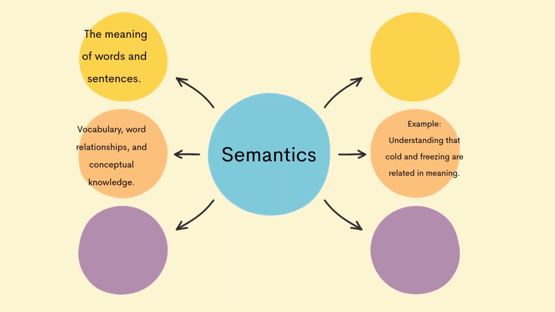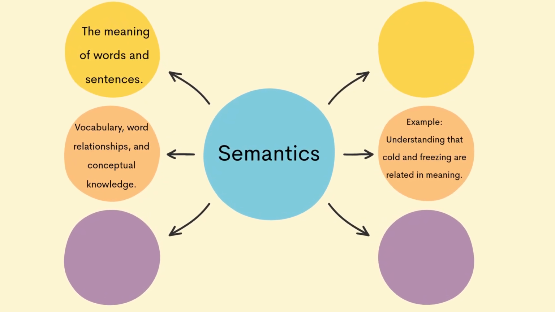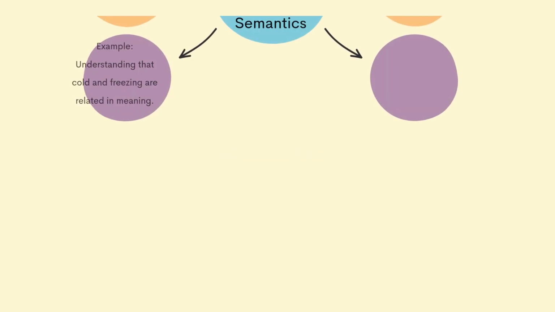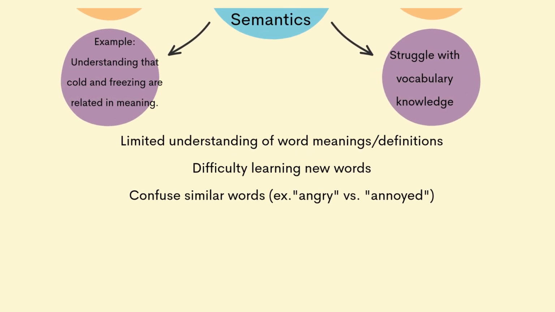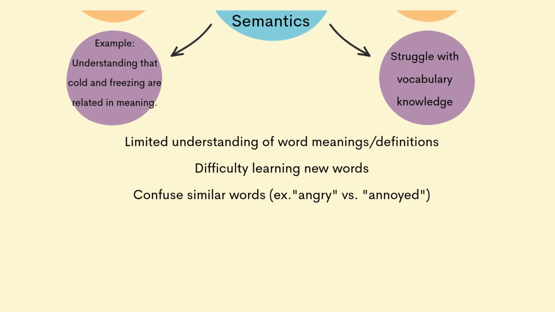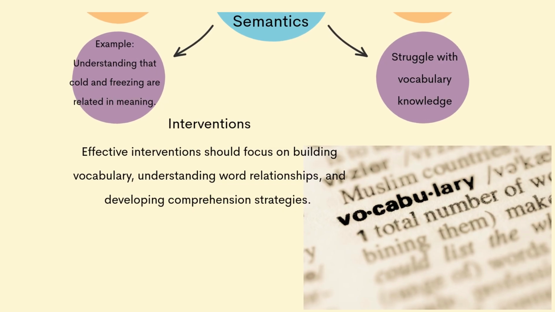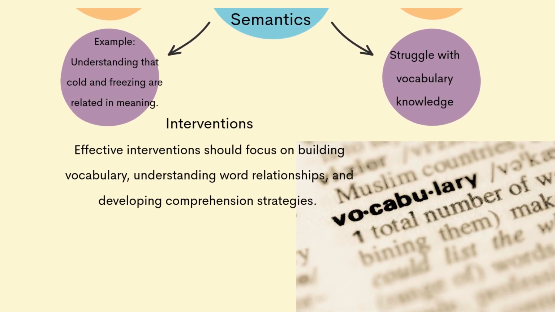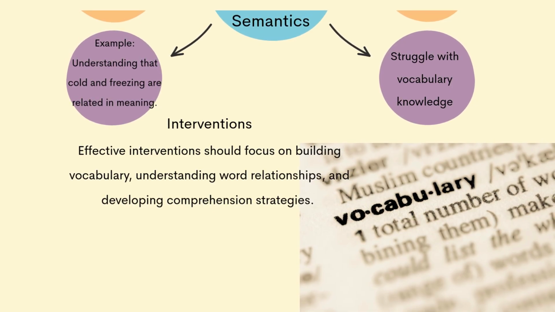An example would be like understanding that cold and freezing are related in meaning. They're opposites, right? So if a child is struggling with vocabulary knowledge, this is where interventions can take place. Their limited understanding of word meanings and definitions, difficult learning new words, confused about certain words. This is where we could help with interventions. Effective interventions should focus on building vocabulary, understanding word relationships, and developing comprehension strategies.